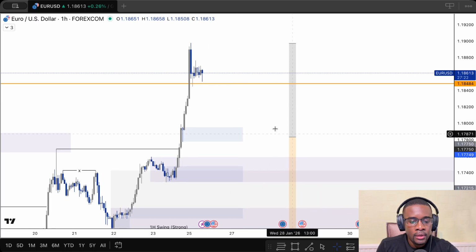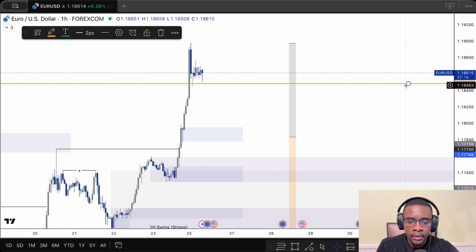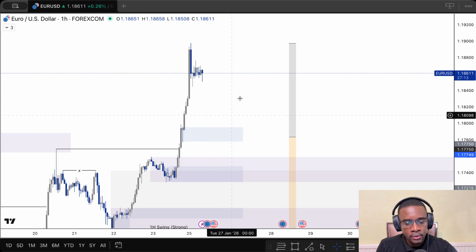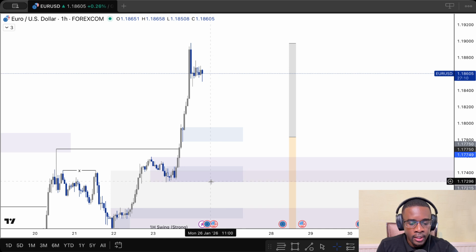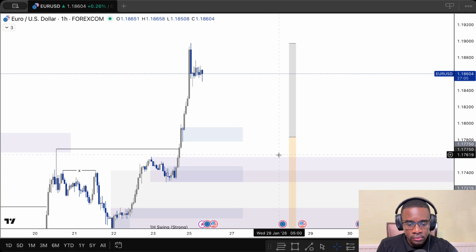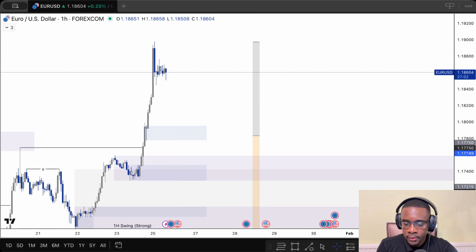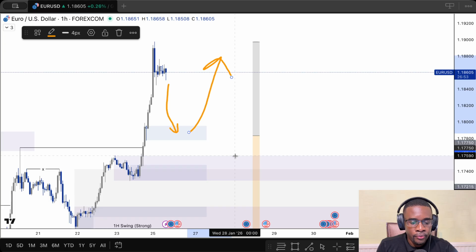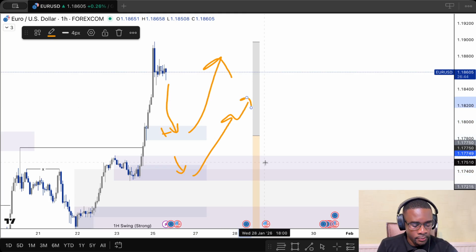Okay, so we did have a break right there. So definitely be looking for longs from this POI. If that fails, then we're looking at the extreme of the 4-hour POI. So that's the trade idea for the euro dollar. The expectation is that price will come down and then bounce from there. And if this fails, then we're looking for this and that, and then we continue going up. Okay, so that's the expectation.